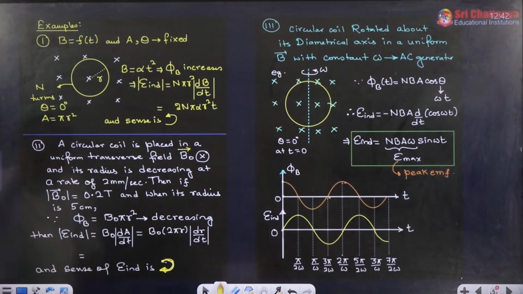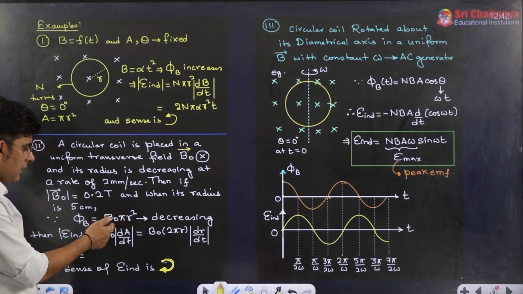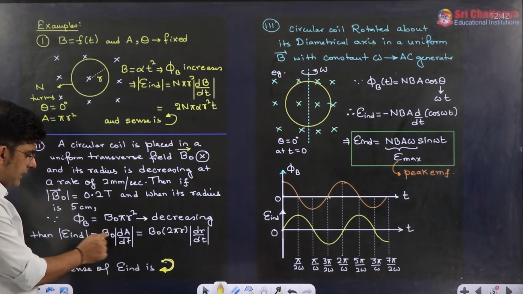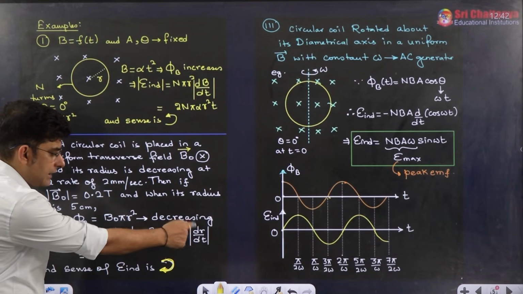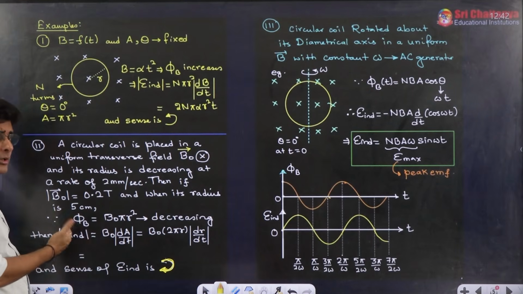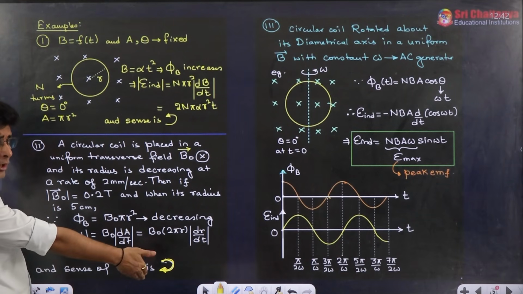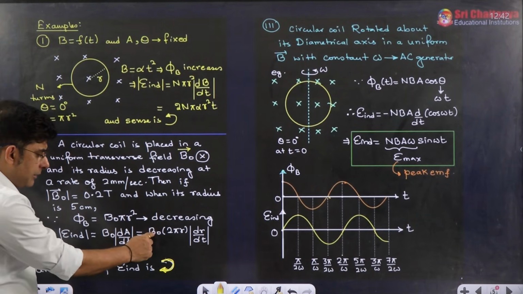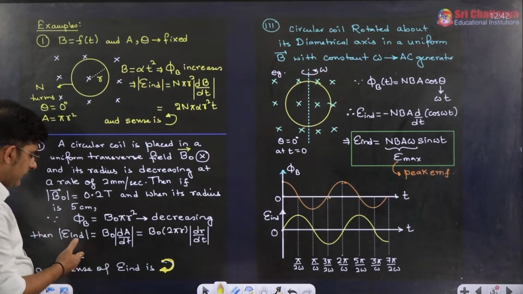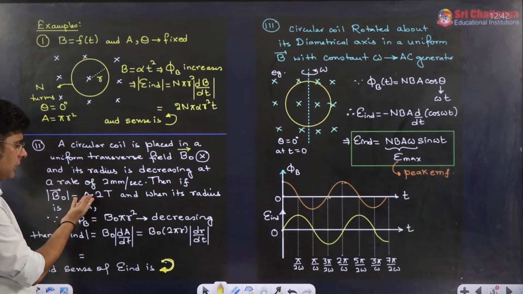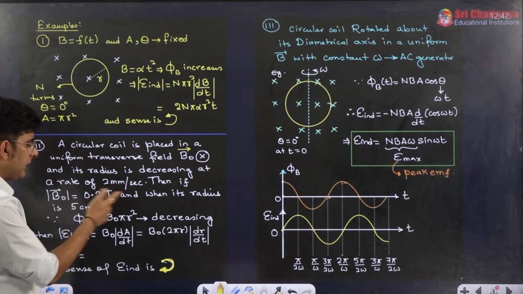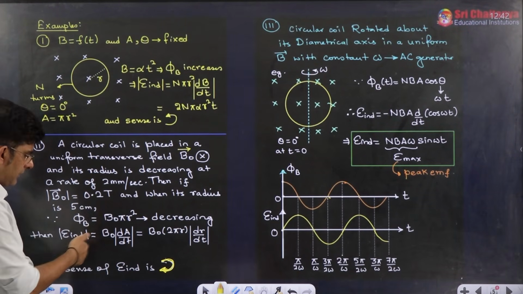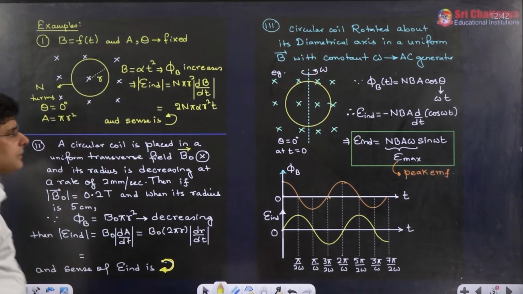Now magnitude wise, here flux is B into area, B is not changing, area is changing, so B into dA by dt. So when you differentiate, pi r square will become 2 pi r dr by dt. Take the magnitude. Now don't use minus sign because we have already got the direction by Lenz's law. So you will get B naught into 2 pi r dr by dt. And now you know the value of B naught, you know the value of radius given at an instant 5 centimeter, and the rate is given 2 millimeter per second. You can put those values and get the answer.